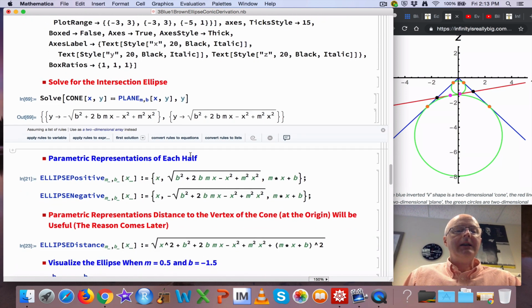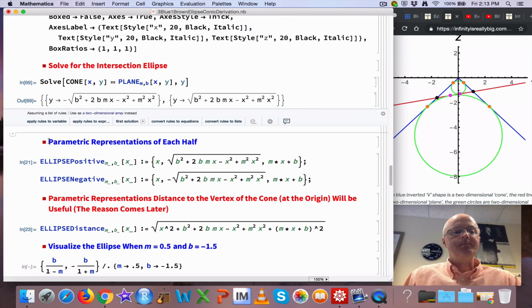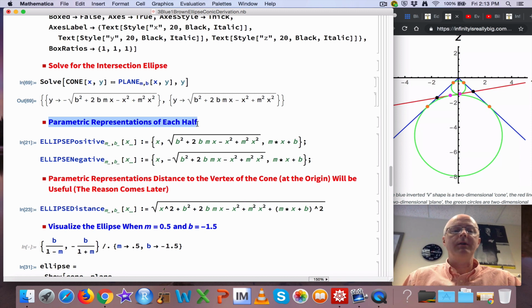And I can use these equations, these expressions, to define parametric representations of each half of the ellipse. Parametric curves, parametric equations, there are different ways of saying it. Calling them ellipse positive and ellipse negative, corresponding to whether y is positive or y is negative. X is the parameter. That's why in the original animation, X was the top slider, and when I changed X, the black dot moved around. Its X coordinate changed, and its Y and Z coordinates changed as well by these equations.